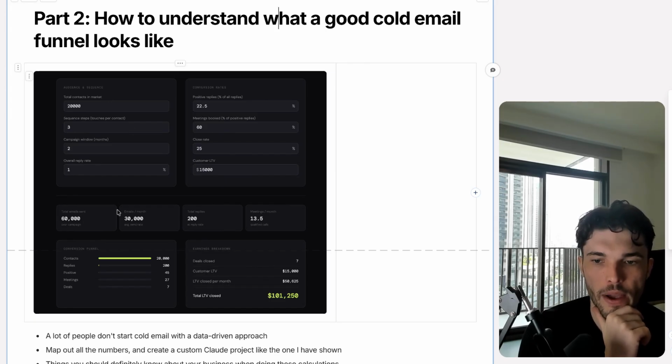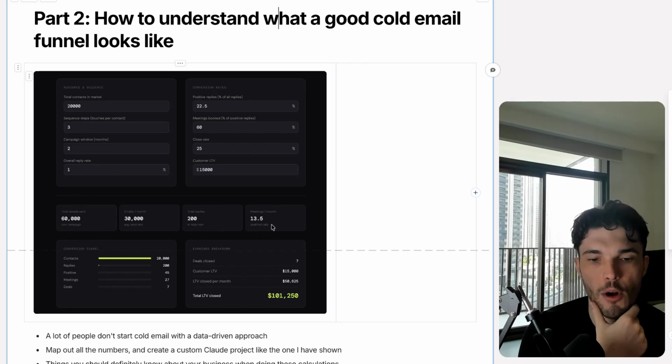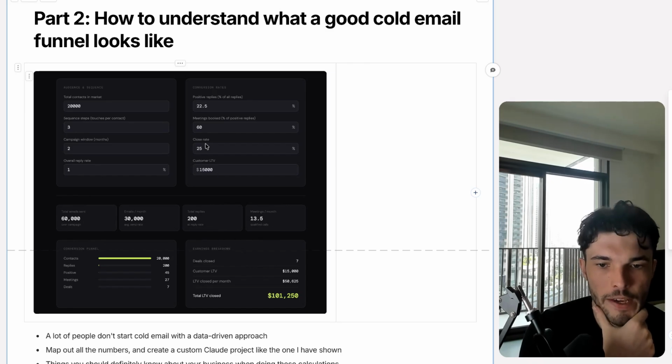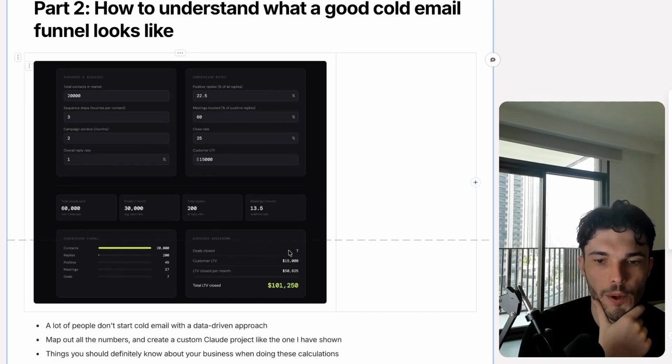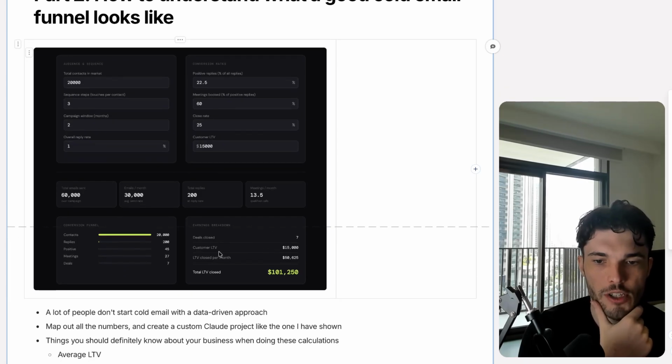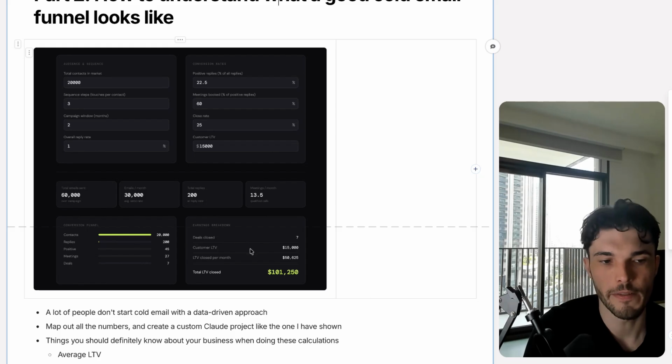And then we can see, okay, what would happen over these 2 months, which is the campaign window here? So we would be sending 60,000 emails. That would be 30,000 per month. We would get 200 total replies and we would get 13.5 meetings per month. And given the closing rate, that would mean that we would close 7 deals. The average customer LTV, as I mentioned, is $15,000. So the average closed LTV per month would be just over $50,000. And over the 2 months, it would be over $100,000 of closed LTV.